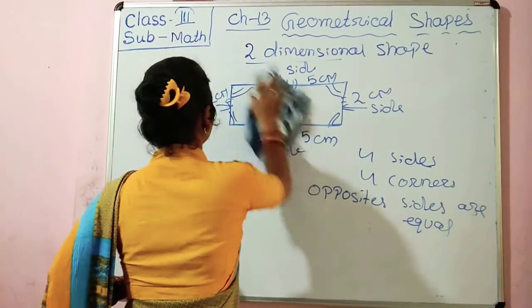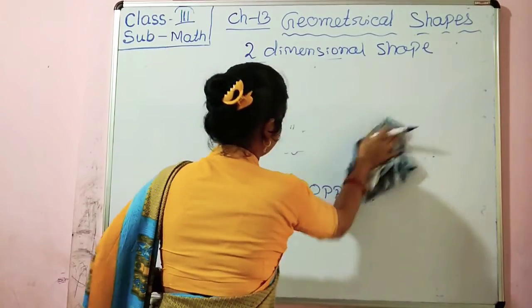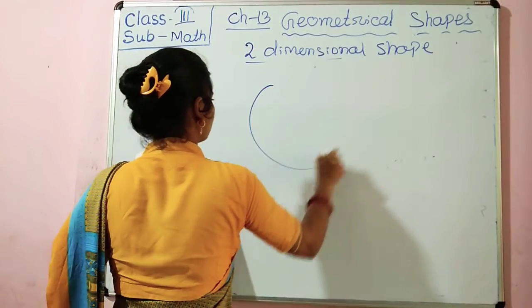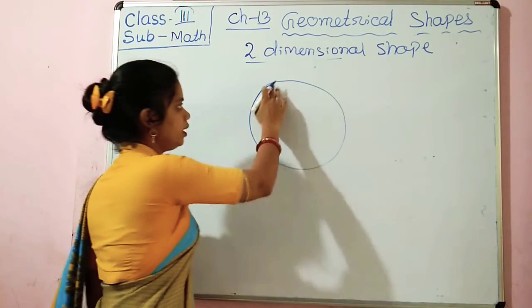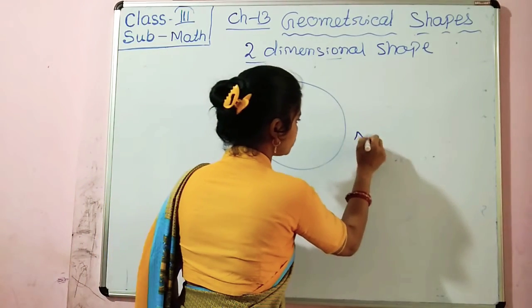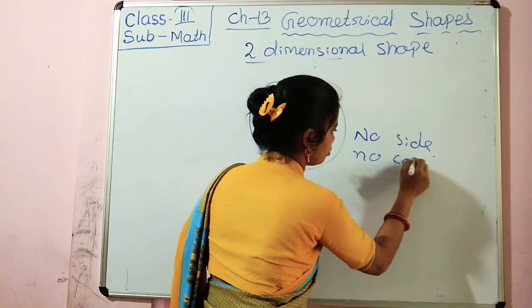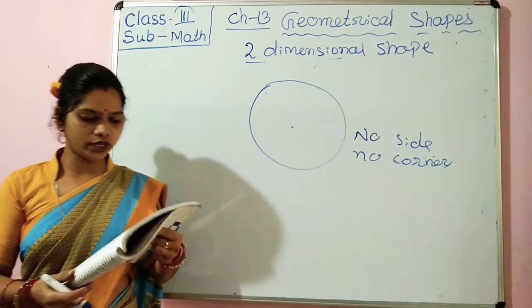Next, circle. Yes, it is a circle. Look, a circle has no sides and no corners. Okay, it has no sides and no corners.